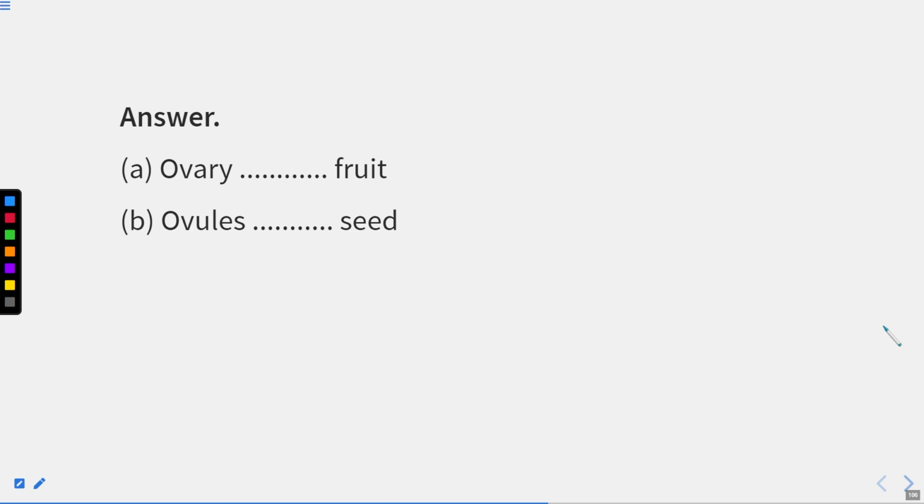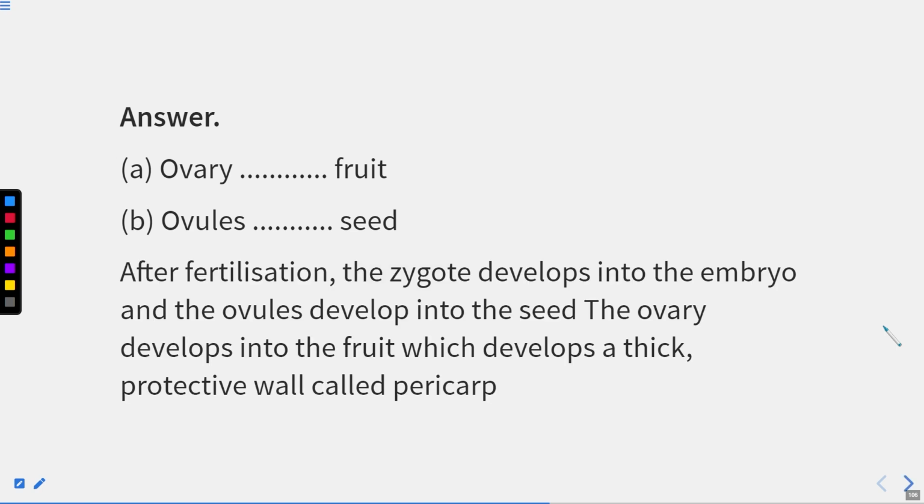And what happens to the sepals, petals and all? They fall off, they wither off. Only the pistil remains attached to the plant. After fertilization, the zygote develops, which you already know, and the zygote later develops into the embryo. The ovules develop into seed, and the ovary develops into the fruit, which develops a thick protective wall called the pericarp. Pericarp is known as the fruit wall.